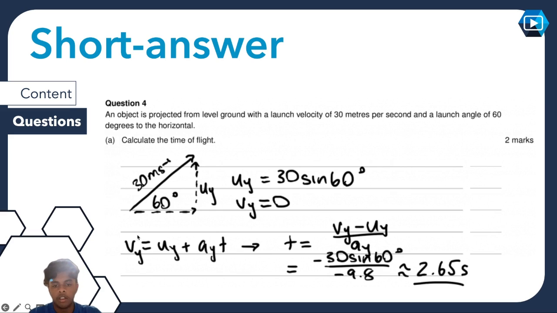So Vy is equal to uy plus ayt. T is equal to Vy minus uy divided by ay, which is equal to negative 30 sine 60 divided by negative 9.8, which is approximately 2.65 seconds. And that will get you 2 marks there.